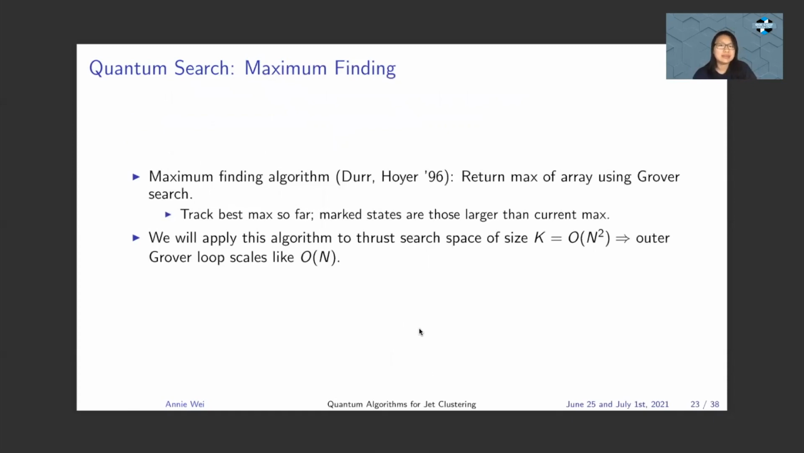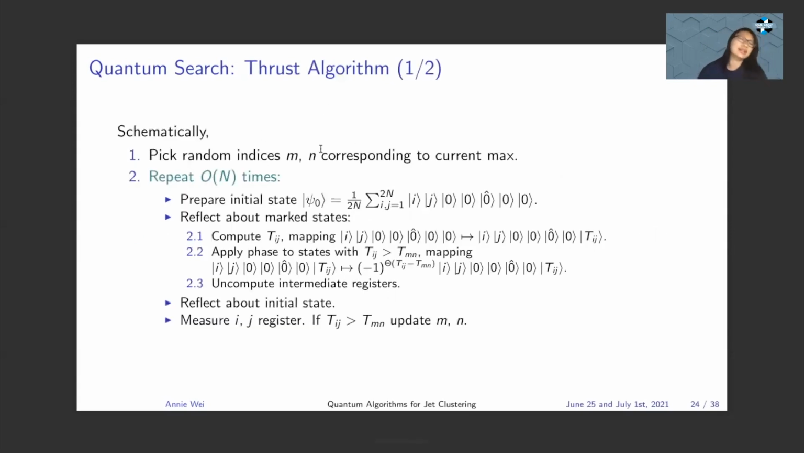Specifically, we're interested in maximum finding, and it turns out that there is an algorithm for maximum finding using Grover search, where the marked states are basically the best maximum seen so far. And we're going to apply this algorithm to our thrust search space. So in this case, the search space is, remember, size n squared for the n squared partitioning planes. And because Grover gives me a square root speedup, this means that the outer loop is going to scale like O(n). So this is exactly what this slide is saying, is our outer loop here is we need to repeat this O(n) times. And then recall that what happens in Grover is I have this initial state.